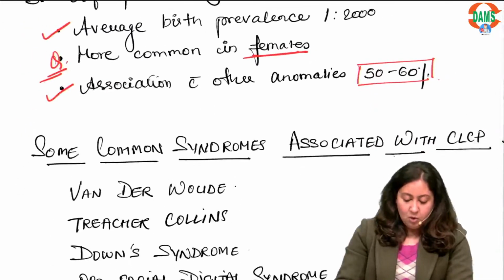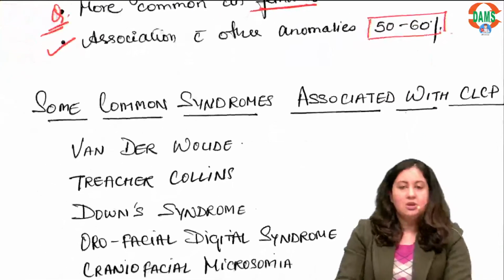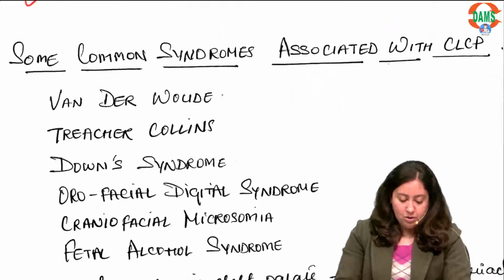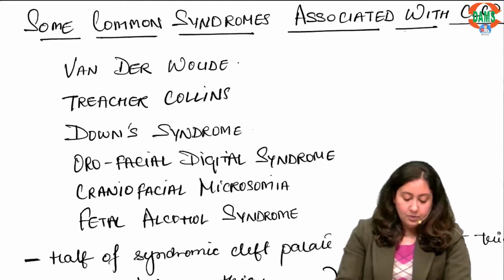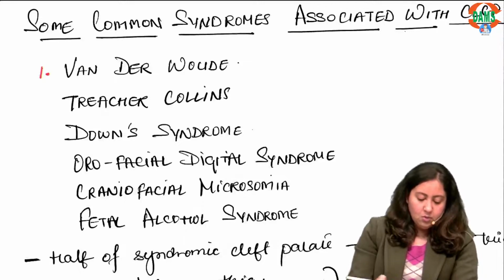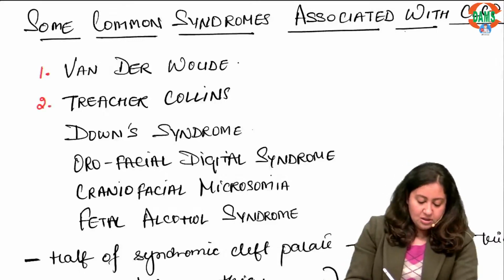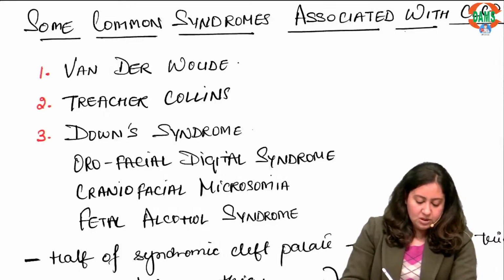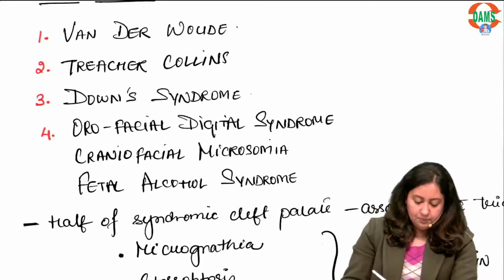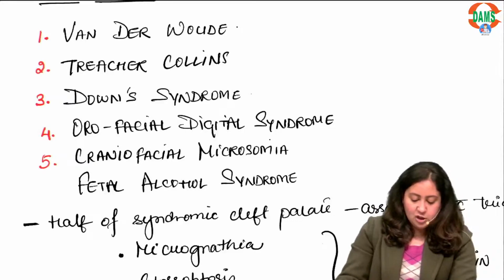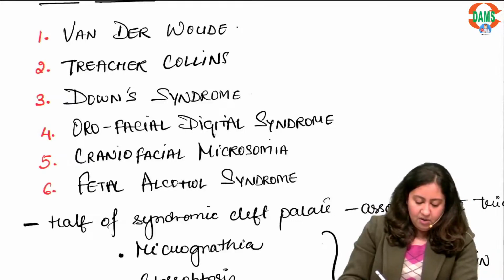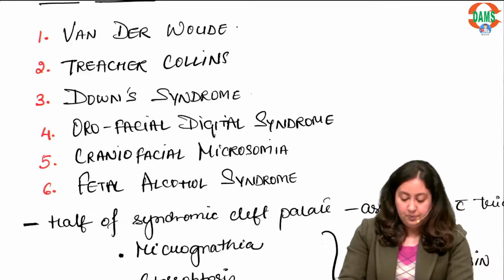Now there are some common syndromes associated with cleft lip and palate, and we need to know these. So the first one is Van der Woude syndrome, Treacher-Collins syndrome, Down syndrome, orofacial digital syndrome, craniofacial microsomia, and fetal alcohol syndrome.